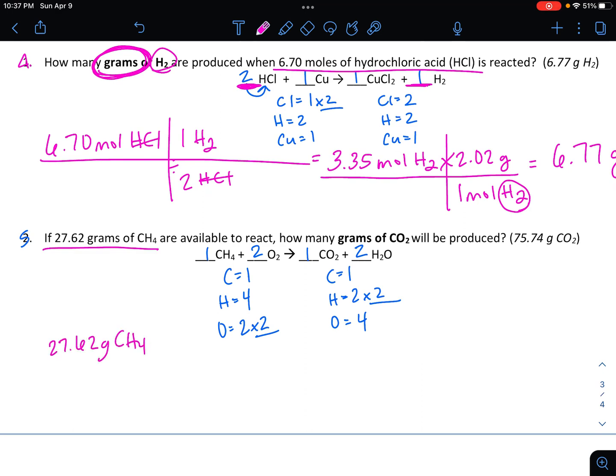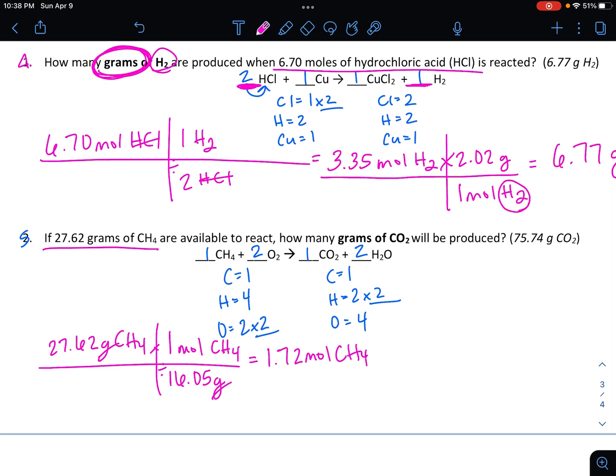27.62 grams of CH4. And again, I cannot use my big numbers until I'm in moles, right? Because these big numbers are talking about moles. So that means I have to use my molar mass to convert into moles of CH4. I'm going to add up 1 carbon and 4 hydrogens, and I end up with 16.05 grams. So if I multiply the top and divide by the bottom, I get 1.72, whoops, this is moles, because my grams have canceled with CH4.